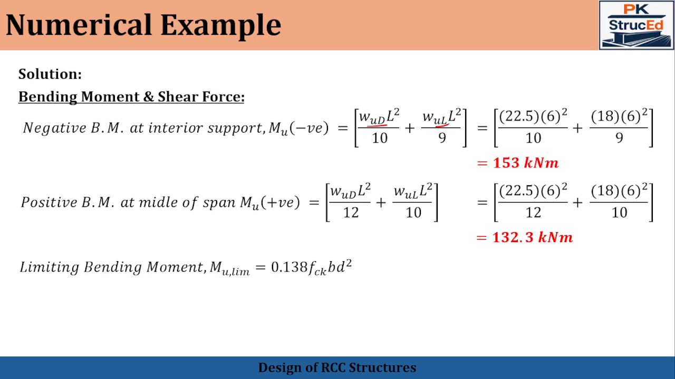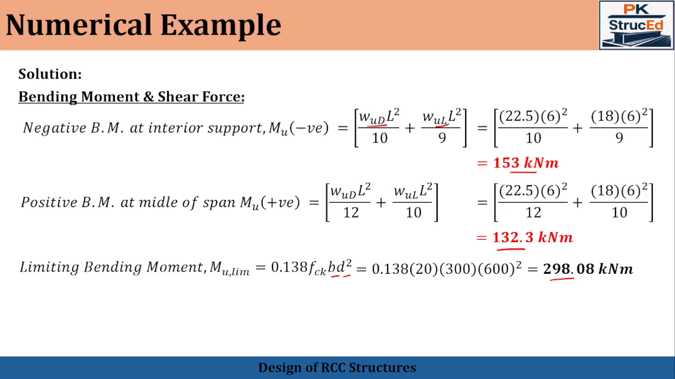Now these moments have to be checked with the limiting bending moment in order to check whether it will come under reinforced section or over reinforced section. Here the limiting bending moment, substituting the value of fck, b as 300 and effective depth assumed as 600 mm, we will be getting the value as 298.08. So both the negative bending moment and the positive bending moment are lying within the limiting bending moment. Therefore, the beam is found to be under reinforced, which is a desirable case.